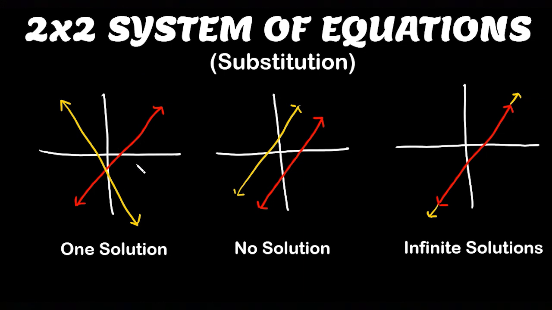And if they never intersect, that means you can't have a solution because by definition, our solution is going to be the intersection point. And if you have infinite solutions, that means that both of your equations are the same line. And they're going to be always intersecting, right? They're right on top of each other. So if that's the case, we say infinite solutions, all right? So let's go ahead and try our first problem.